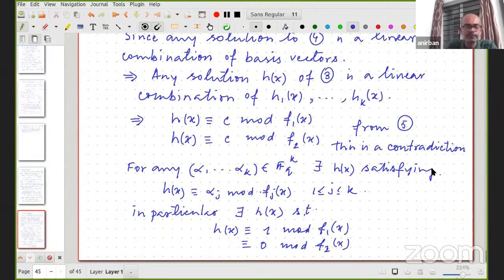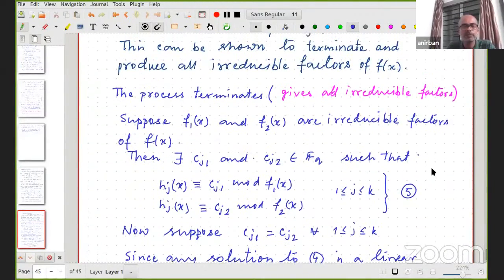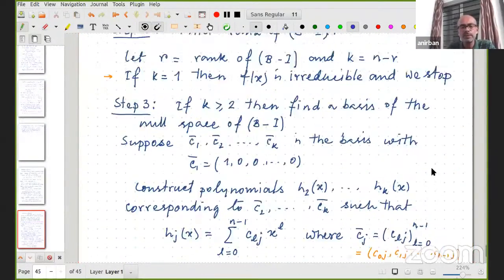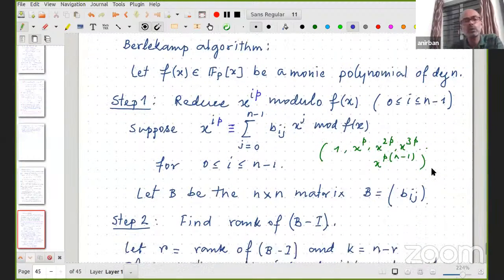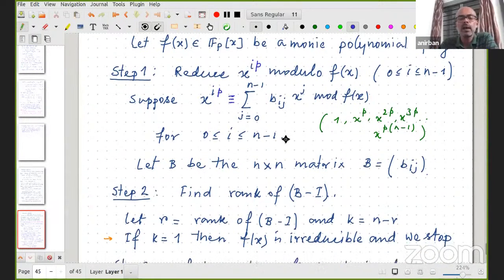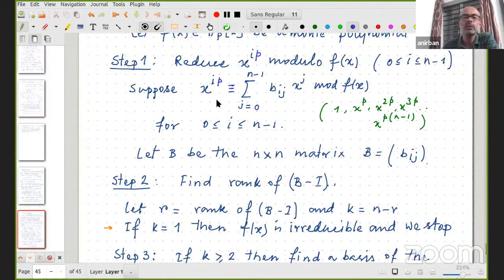So the process terminates. The main thing about the last discussion is that the process terminates, and the process is described by this algorithm. So let me just repeat the algorithm, which we would work out examples tomorrow. So we start with a monic polynomial over F_p of degree n, and the first step is to consider x to the ip for all these powers. So 1, x to the p, x to the 2p, x to the 3p, up to x to the (n minus 1) times p. So we consider these n powers of x, starting with the 0th power. And these powers we reduce modulo f(x).